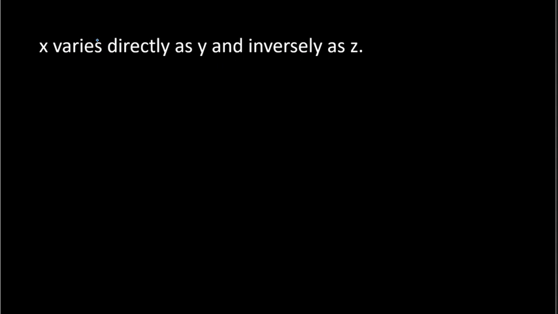So when I set this up, I need to remember that directly means multiply and inversely means divide. So I have x, let's write the letter x, varies directly, would be equal to k times something. Directly means multiply. So directly as what? Well, directly as y. So I multiply by y. And inversely as z. Inversely, think divide. So we take this and divide by the letter z. So my equation that would be represented by this English expression would be x equals k times y over z.